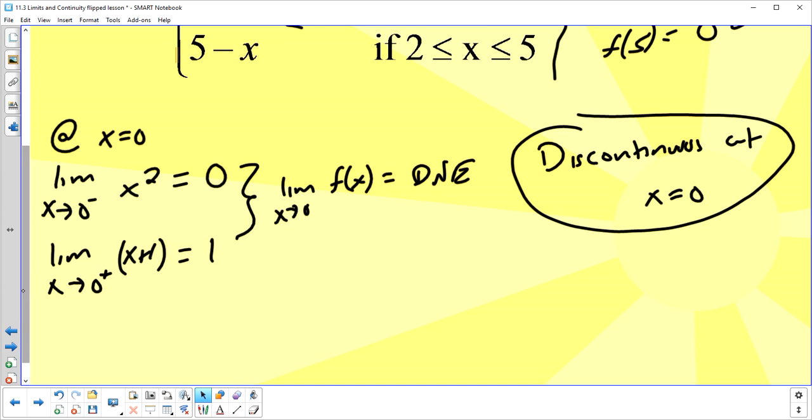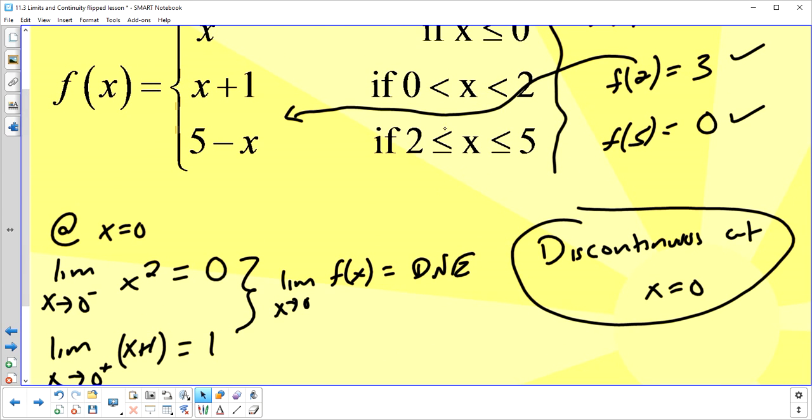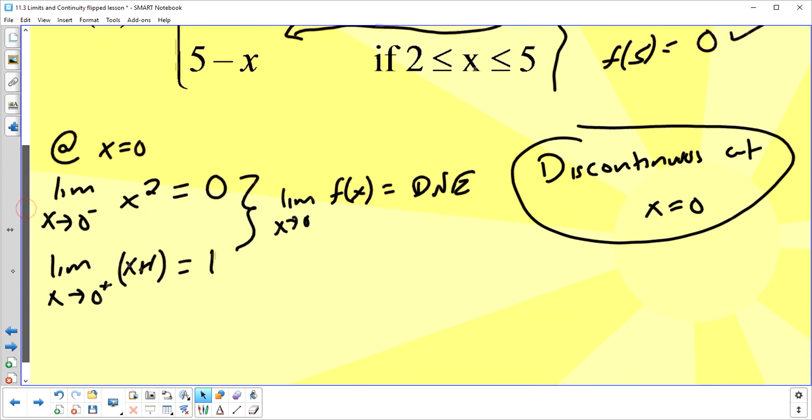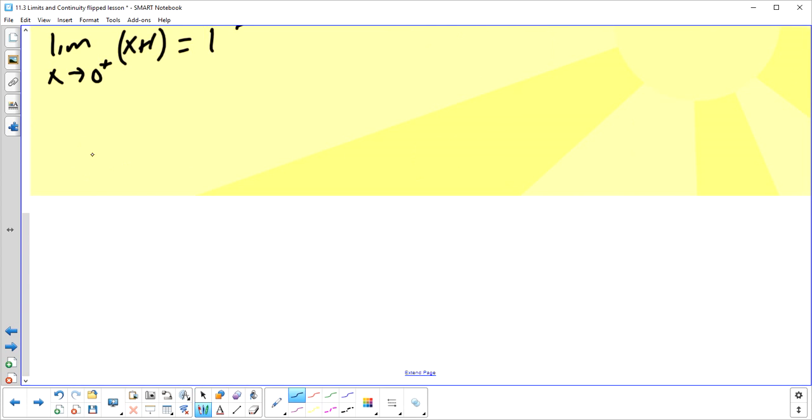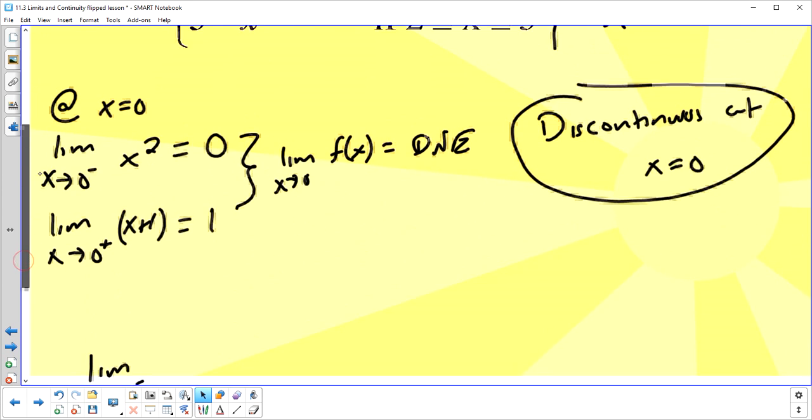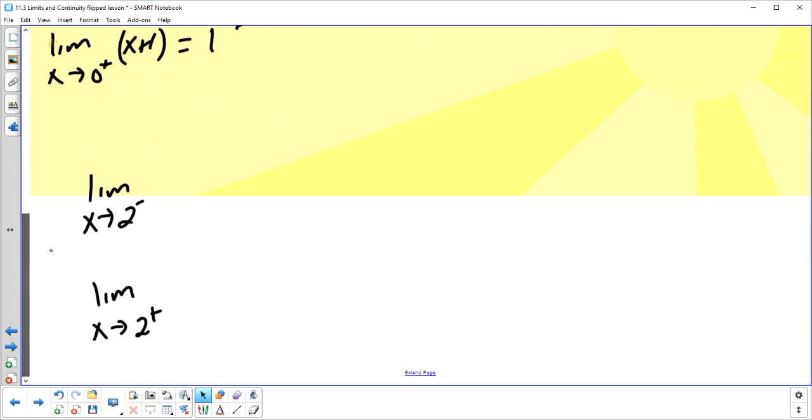Okay, now that's one endpoint, but you'll notice we have another transition point here at 2. We don't need to check 5 because that's an endpoint at the end and there's no transition from one piece to another, but we do need to check 2 still because that does transition from one piece to another. So in order to do that, same idea, I need to say that 2 is approaching from the left and that 2 is approaching from the right. Okay, so 2 from the left is going to be less than, that's x plus 1. And 2 from the right, that's greater than, that's 5 minus x.